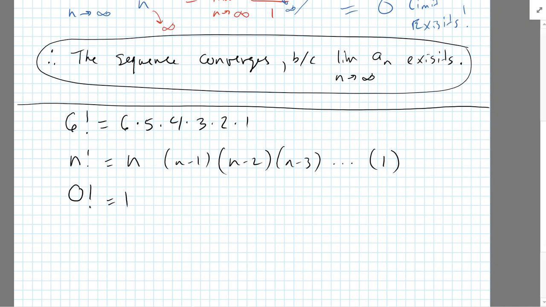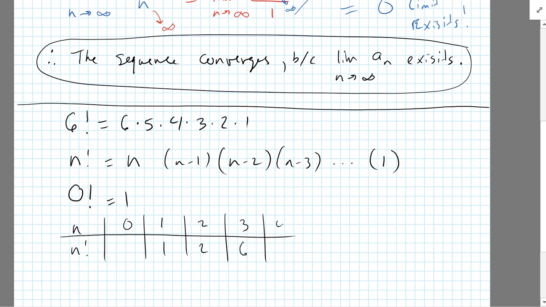If I do n and then n factorial, and I leave a spot for 0, we won't do 0 first. But if we do 1, it's 1. If we do 2, it's 2. If we do 3, it is 3 times 2, which is 6. If we do 4, it's 4 times 3, essentially 4 times 6, which is 24. If we do 5, it's 5 times 24, so it's 120. And you keep going, right? And the whole point is that it's doing patterns.